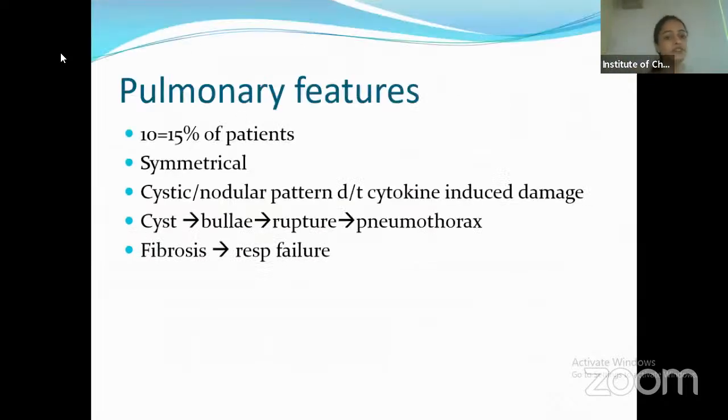Coming to pulmonary features, about 10 to 15% of patients have pulmonary features. Pulmonary Langerhans histiocytosis is more common in adults than in children. When involved, it is usually symmetrical and might present as a cystic or nodular pattern due to cytokine-induced damage. These cysts might coalesce to form bullae, which might eventually rupture to form a pneumothorax. And in some cases, there might be fibrosis and respiratory failure.